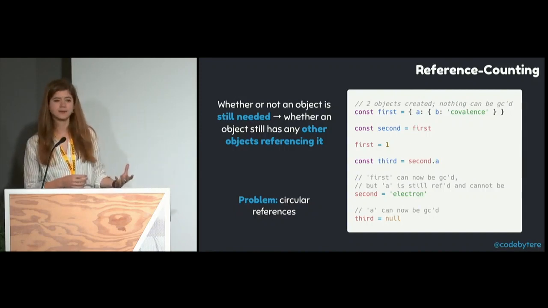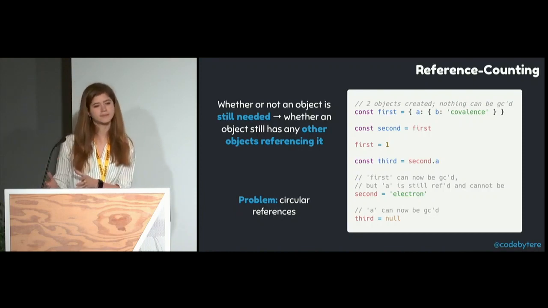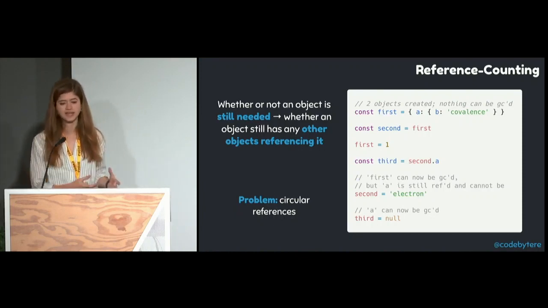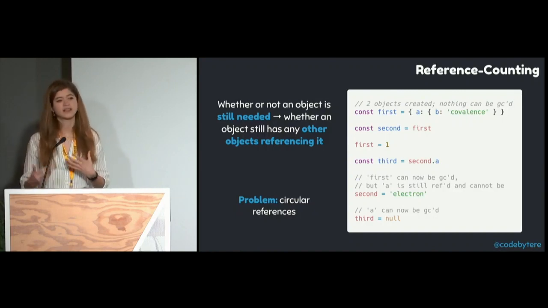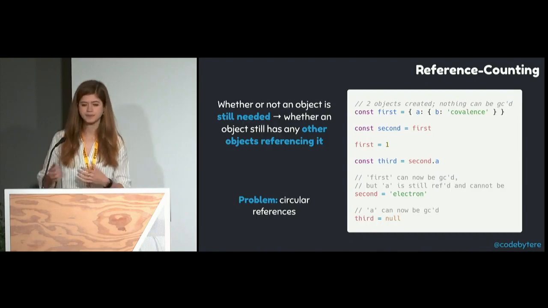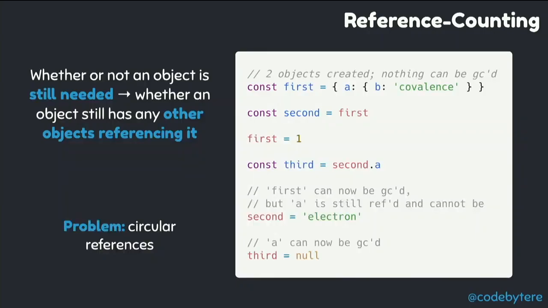In reference counting, what we're going to do is reduce the question of garbage collectability to whether or not that object has any other objects referencing it. If an object has nothing referencing it, then we say that it's garbage collectible, and we free it. Our main issue with this approach is circular references. If two values reference each other, then, like the Spider-Man meme, they're just going to point to one another forever and ever, and nothing's ever going to get freed.